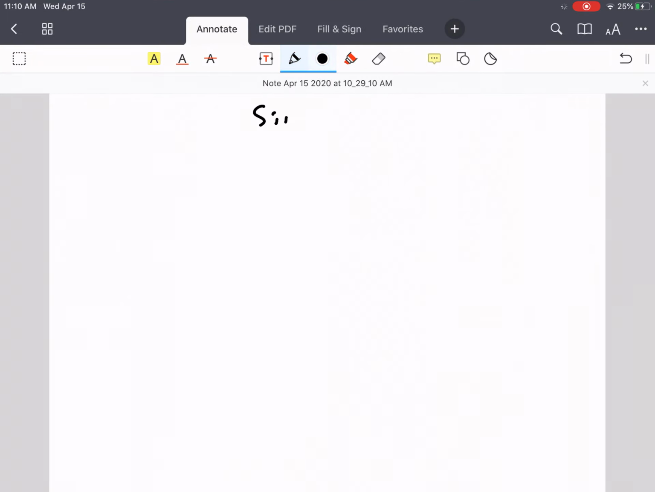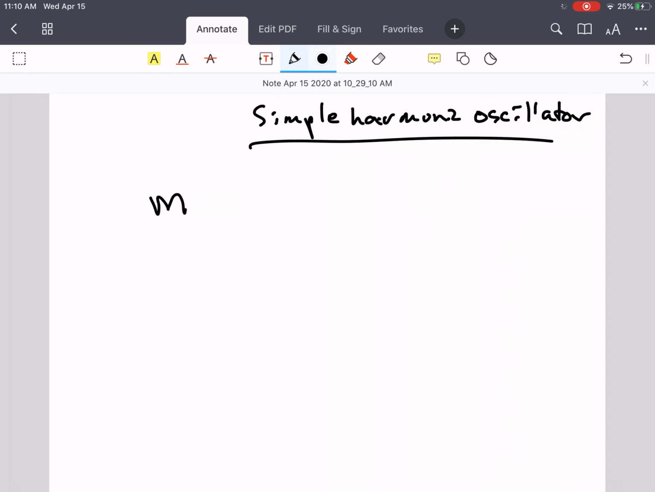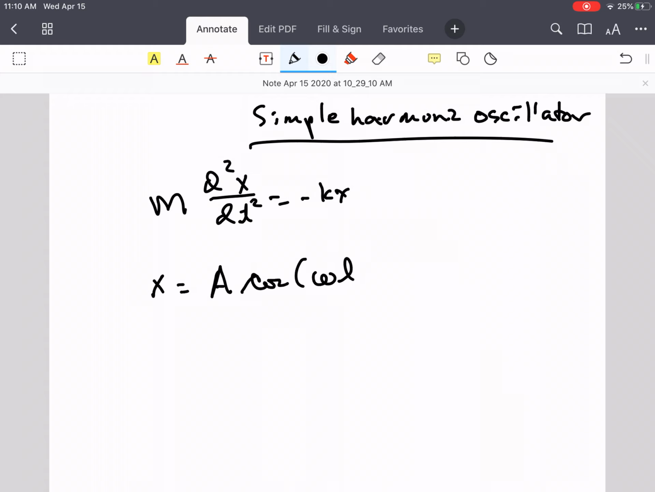So this is simple harmonic motion, or a simple harmonic oscillator. And what we saw is that the equation we want to solve is m d squared x dt squared is equal to negative k times x. All right, so let's guess a solution. x is equal to a cosine of omega t plus lowercase phi. Here lowercase phi is like the initial phase, the phase at time equals 0.